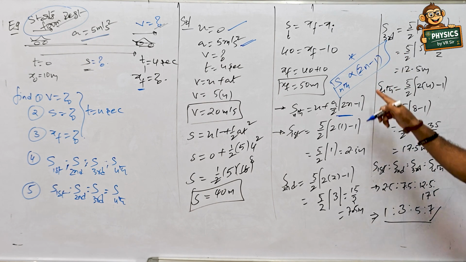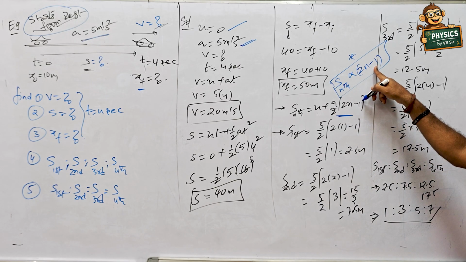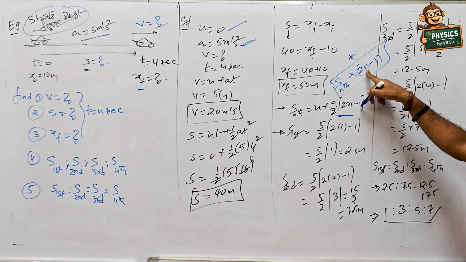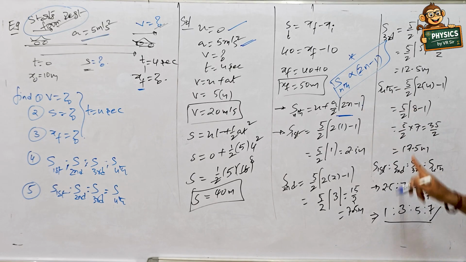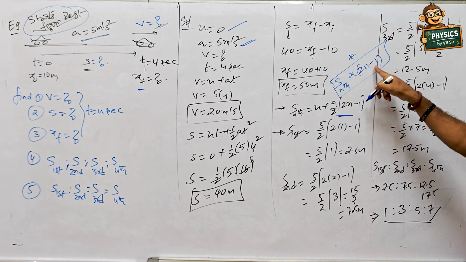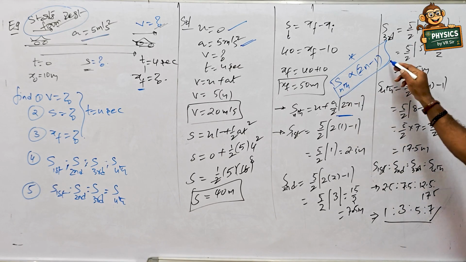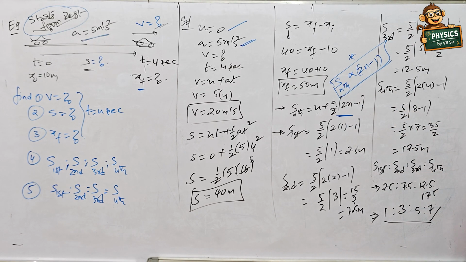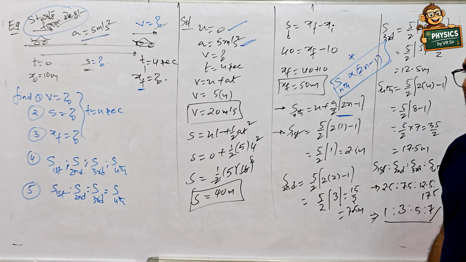Now, first to second, if you substitute, it will be directly proportional to 2n minus 1. n represents the number of the second, right? So for n equal to 1, 2 minus 1 is 1. For 2, if you give 4 minus 1, 3. For 3, if you give 6 minus 1, 5. For 4, if you give 8 minus 1, 7. So this is valid for the ratio of the displacements in nth seconds when initial velocity is 0 and acceleration is constant. Yeah, this is a valid point. You please remember that. Thank you.